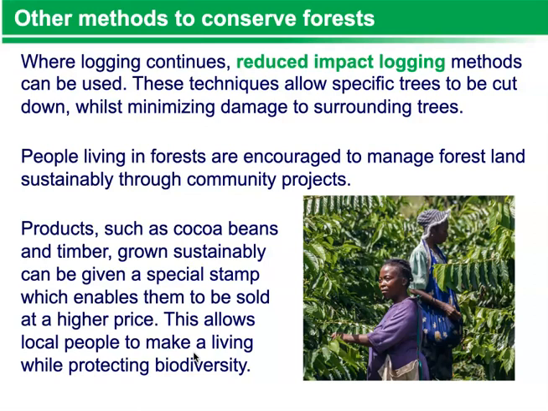Products such as cocoa beans and timber grown sustainably can be given a special stamp which enables them to be sold at a higher price. This allows people to make a living while protecting biodiversity. And it's important for us as the consumer to seek out those specific products in order for this conservation practice to be encouraged. If we're not buying these products, then the conservation practice is not sustainable.